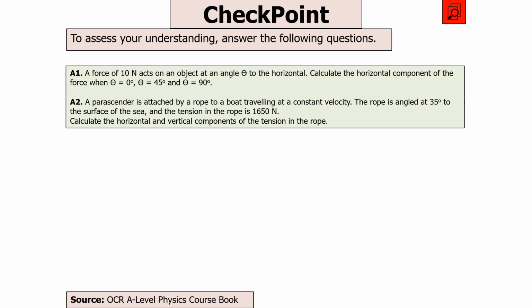Let's now have a look at some checkpoint questions. The first question says a force of 10 newtons acts on an object at an angle theta to the horizontal. Calculate the horizontal component of the force when theta equals 0, 45 and 90 degrees. Then a parasender is attached by a rope to a boat travelling at a constant velocity. The rope is angled at 35 degrees to the surface of the sea and the tension in the rope is 1650 newtons. Calculate the horizontal and vertical components in this rope. So pause the video now, then unpause the video when you want to go through your answer.